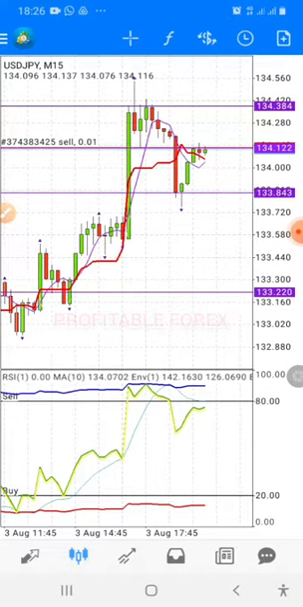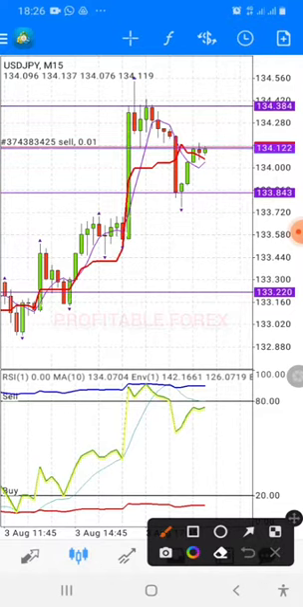Make sure you know your resistance zone and your support zone. Get your horizontal line and mark out the resistance and support zones. Like I did with all these purple lines you're seeing, I use them to indicate the support and resistance zones.